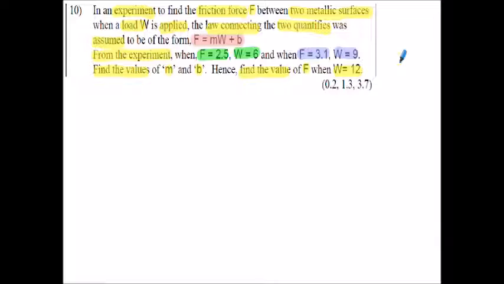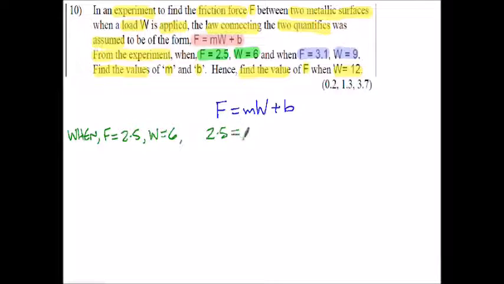and finding the value of the friction force F. So again, taking information from the question, we're given the equation F is equal to M multiplied by W plus little b, where little m and little b are the constants we need to find. F is the friction force and W is the applied load. So again, reading the information from the question, that will allow us to generate an equation. So 2.5 is equal to m times W, I could write that as 6m, put the number first, plus b. And the second condition we're given, 3.1, is equal to 9m plus b.